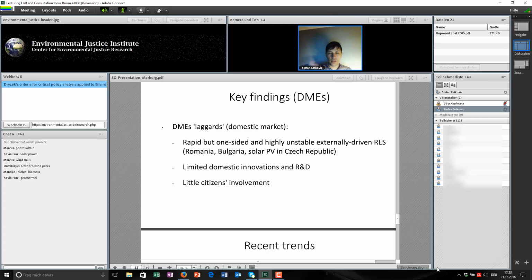And just briefly, when we look at the dependent market economies, in Central Eastern Europe, we saw there basically what we expected. Some countries have witnessed rapid but one-sided and highly unstable, externally driven renewable energy development. That's what we saw in countries like Romania and Bulgaria. Over two years they opened their borders for renewable energy investments, and this created a sort of disruption of the entire system.